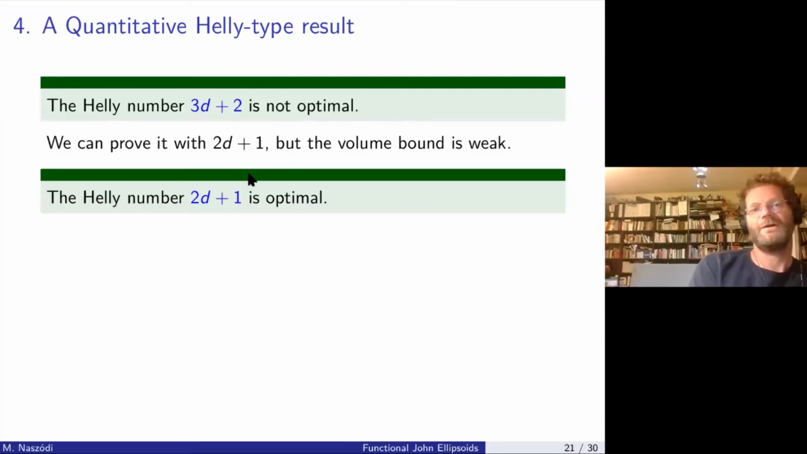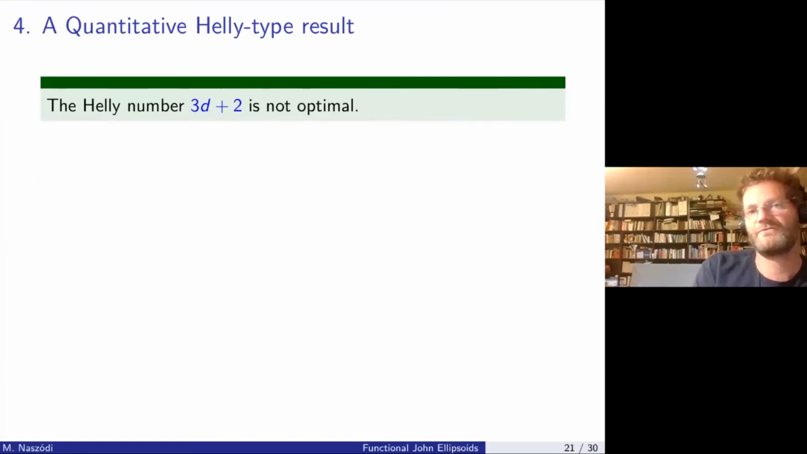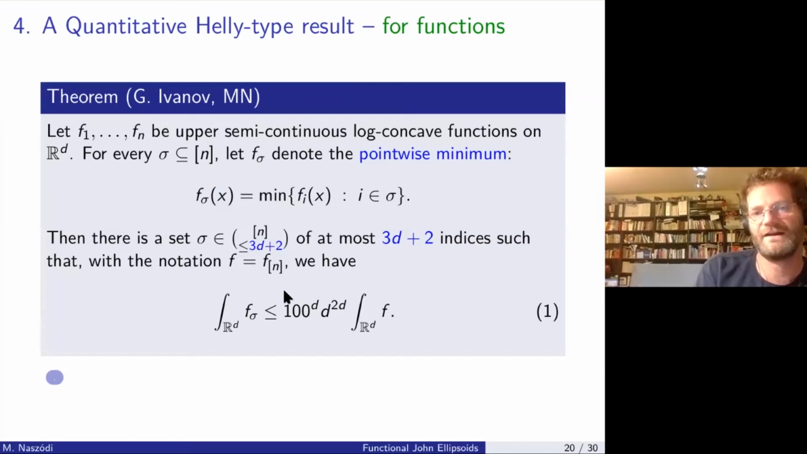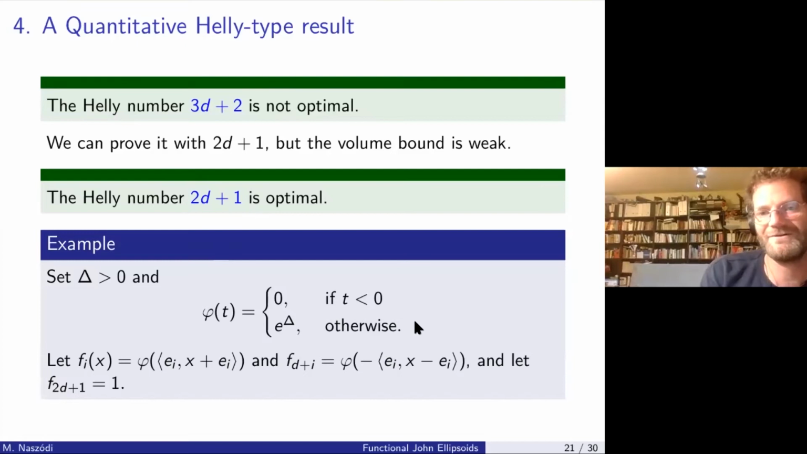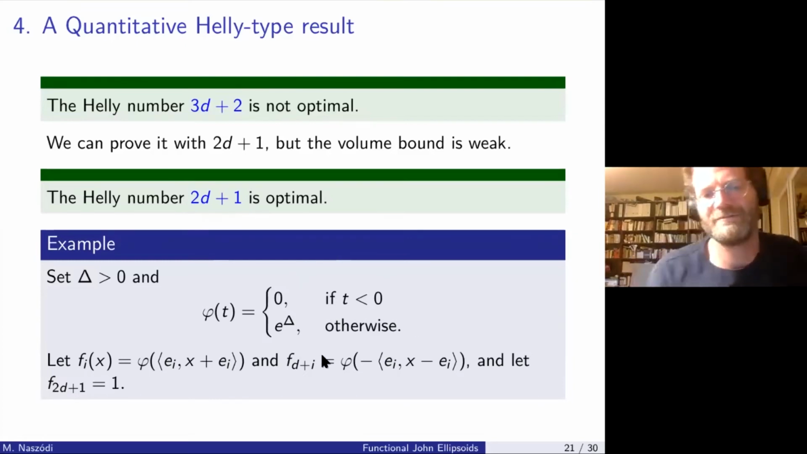Well, the answer is it shouldn't be 3D plus 2. We know that we can actually prove the same result with 2D plus 1, but then the volume bound becomes ridiculous. So then we won't have this nice bound here, but we will have more like d to the d square or something like that. So we can go down to 2D plus 2, and we can show that you cannot go below 2D plus 1. And here is the example, and just like with the previous example, I'm not going to explain it, but it's again a very, very simple example.